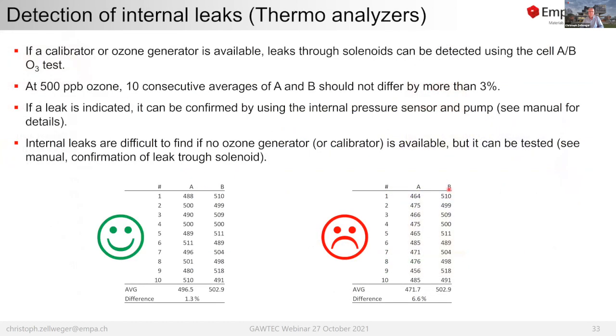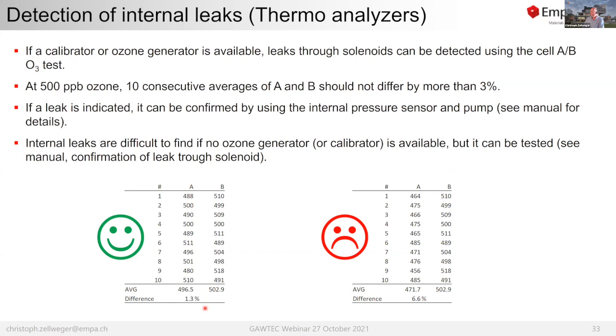There are some tests that you can do, and I strongly recommend that you do this. I think these tests are probably available for all analyzers. I'm mainly familiar with Thermo analyzers. There you can do a so-called AB ozone test. If you have a calibrator or an ozone generator, you produce 500 ppb of ozone, and you run this AB test. So each cell gives independent measurements, and the difference between the two cells should be less than 3%.